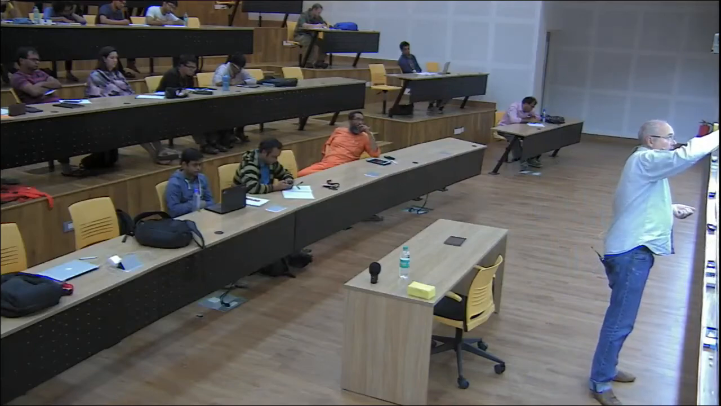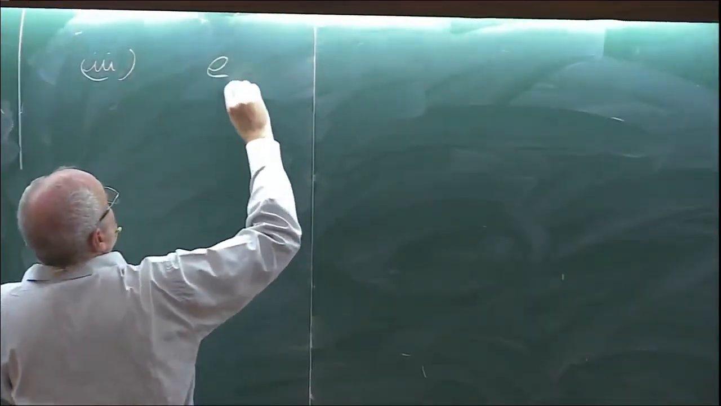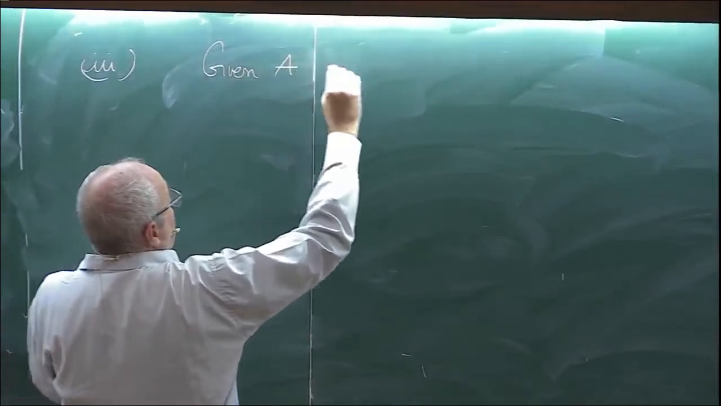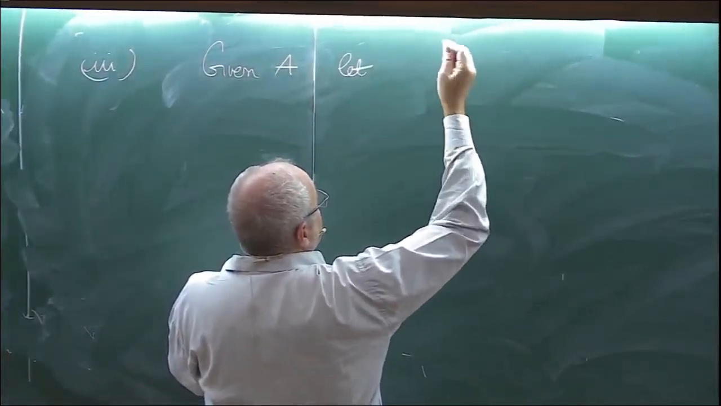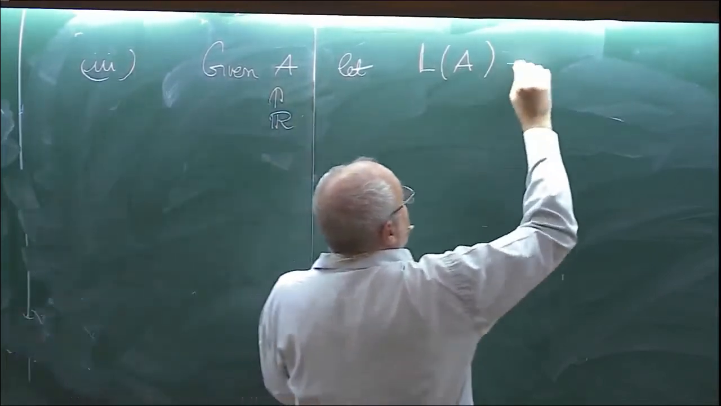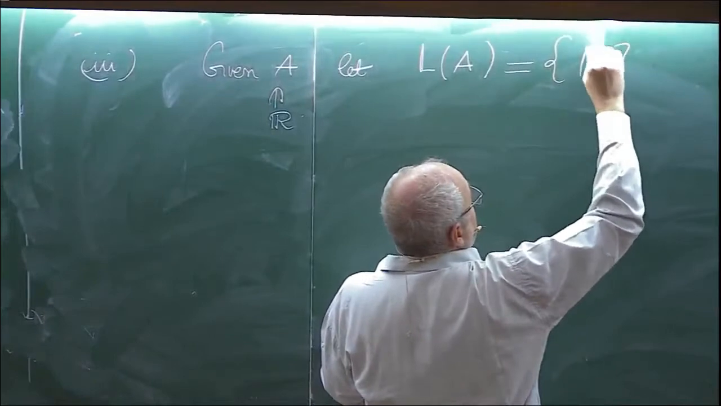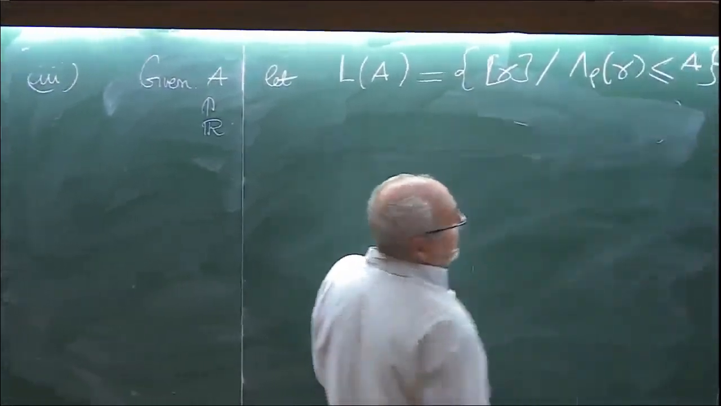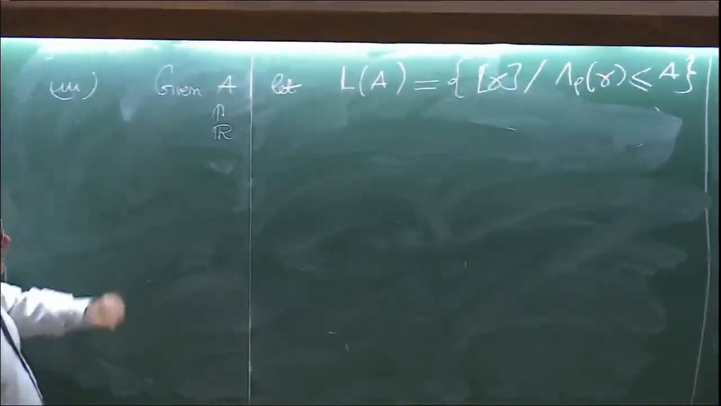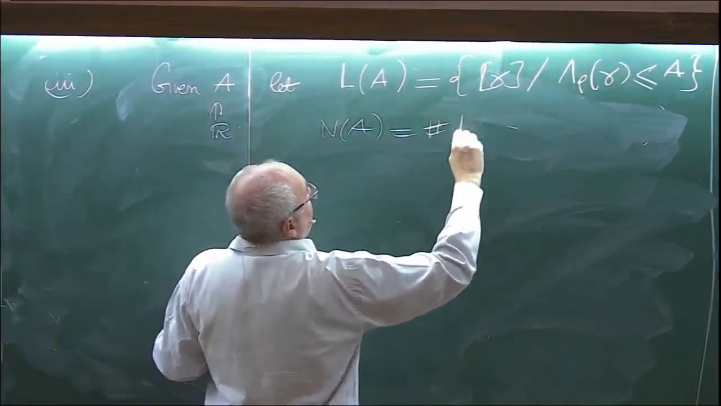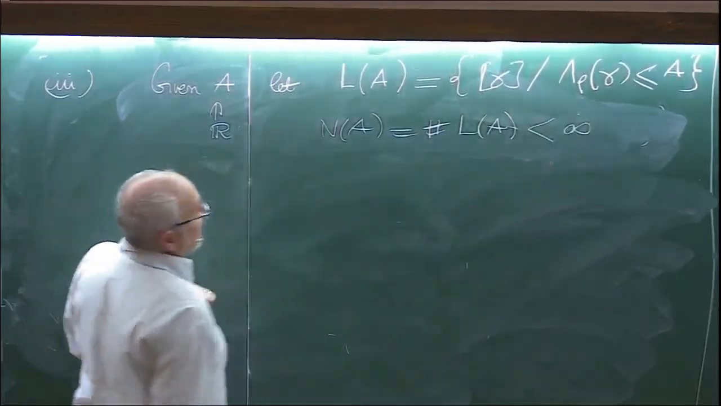So finally, we may now define the entropy of a representation. Given A, let L of A be the set of those conjugacy classes whose length is less than A. I just consider those. Then this set is finite, and let's say N of A is the cardinal of L of A. It's not very hard to get that.